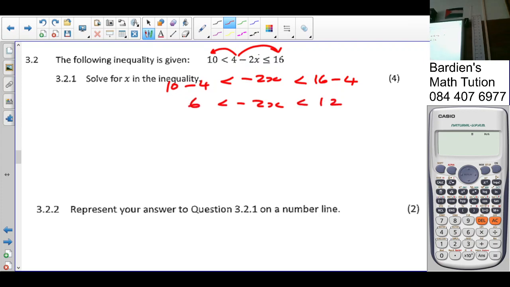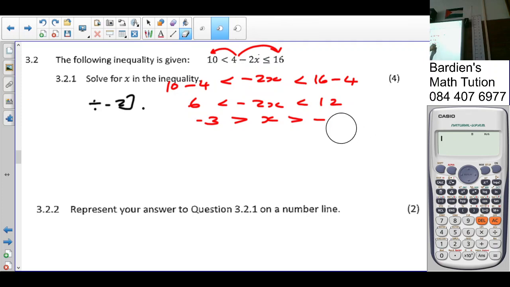So what do I do now? Divide by negative 2. What happens when you divide by a negative? The inequality is going to swap around. 6 divided by negative 2 is negative 3, and 12 divided by negative 2 is negative 6. So is that correct? So that's x is then greater.